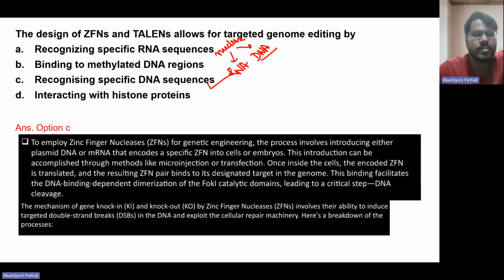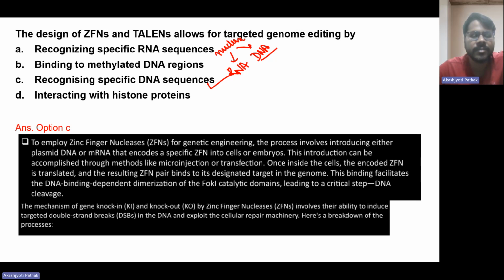We will discuss this concept of microinjection in a subsequent slide, but transfection we have already discussed. Transfection is basically transformation in mammalian cells. If you want to introduce a DNA into a mammalian cell, that process is called transfection, while if you want to introduce a foreign DNA or a vector containing a cloned gene into a bacterial cell, that is called transformation. So once inside the cell, what will happen?